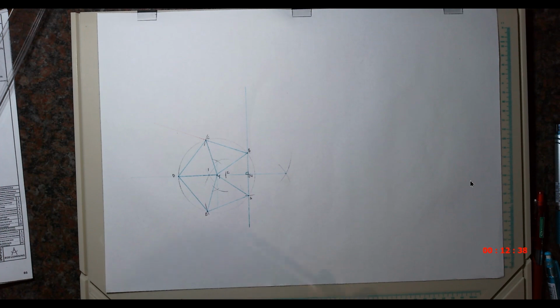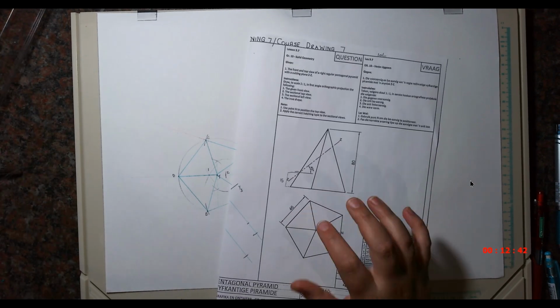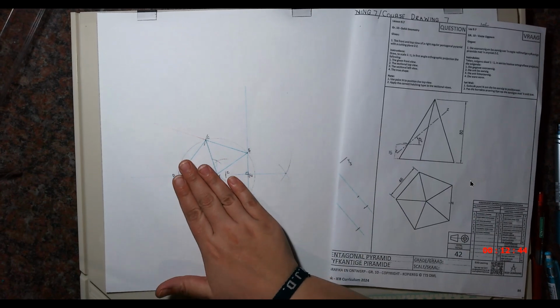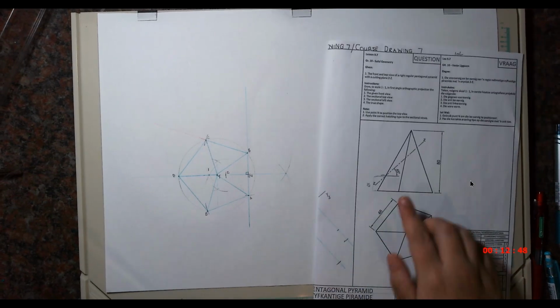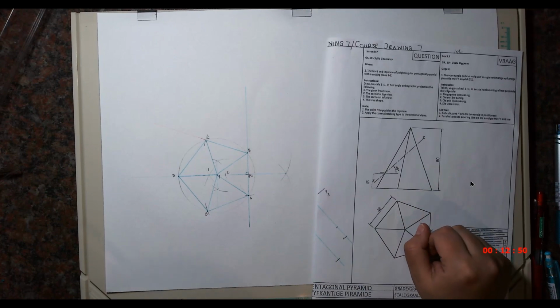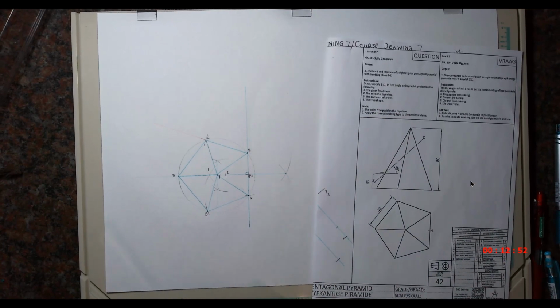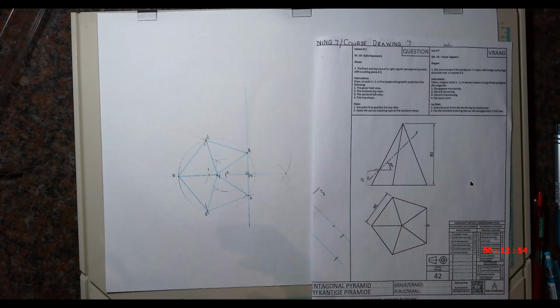Then I need to get my XY line. We are finished with the top view. This is also your auxiliary view. The auxiliary view shows the true shape of what the pyramid will look like. If it's turned to the side, similar to the circle we did, we had to get an auxiliary view to know what it will look like. So let's start by drawing that front view.